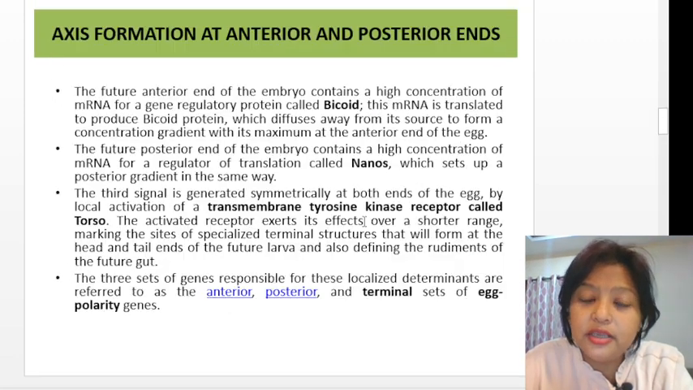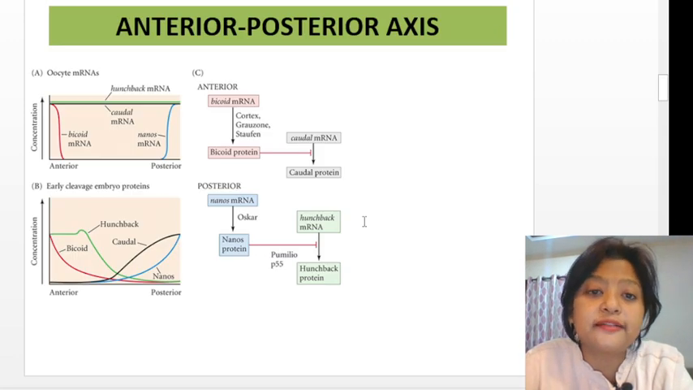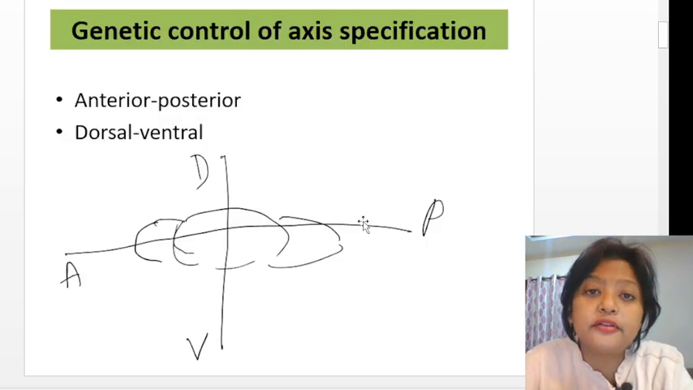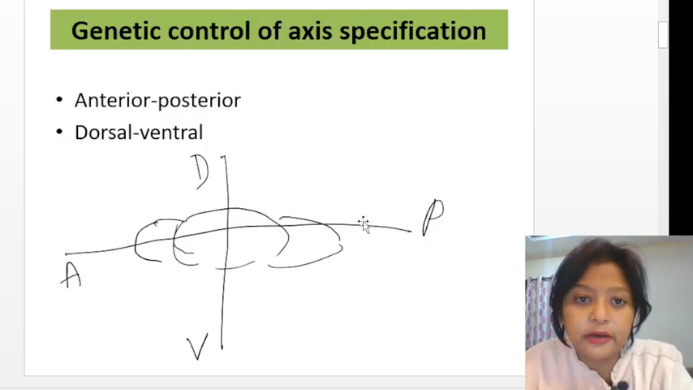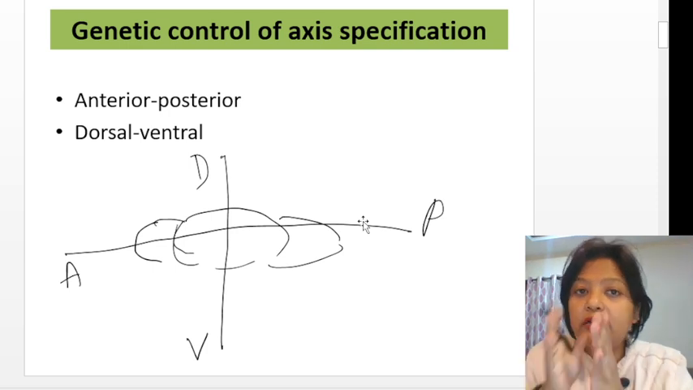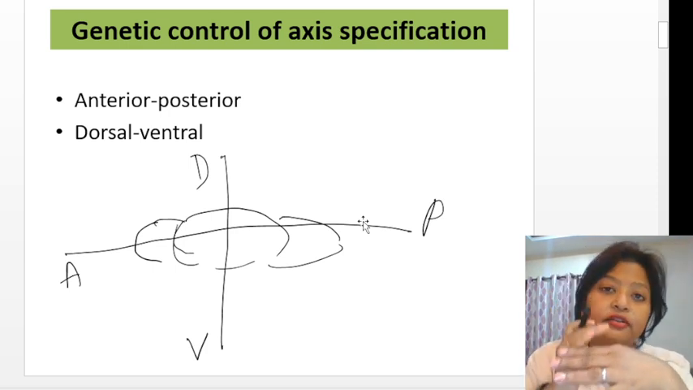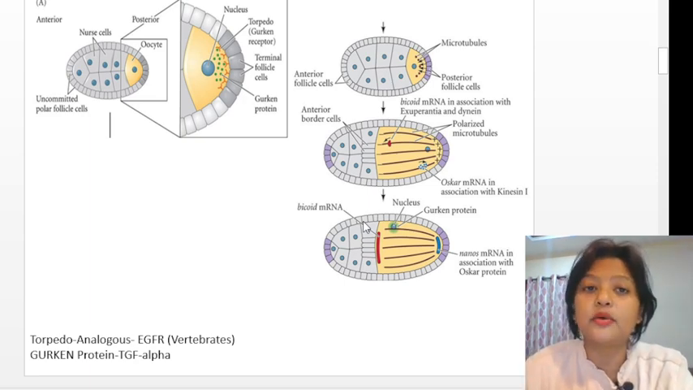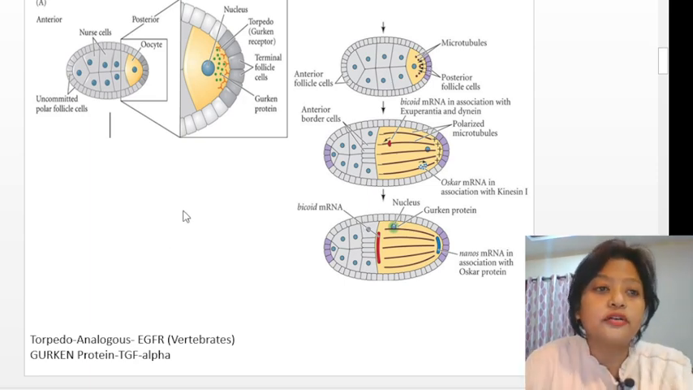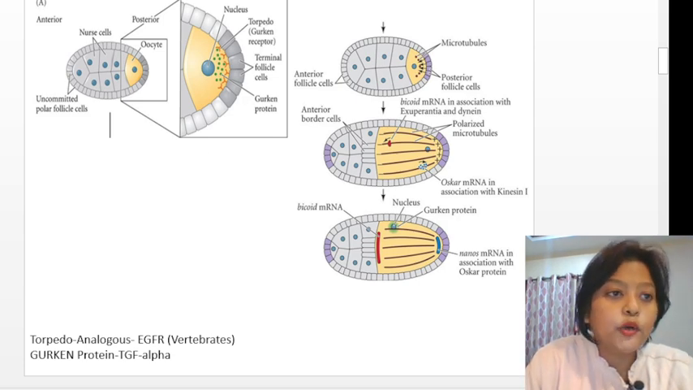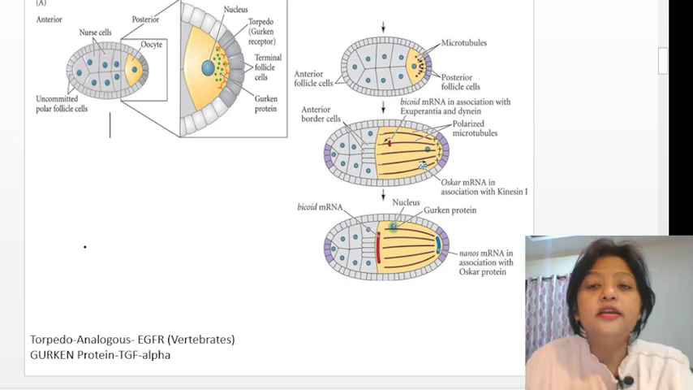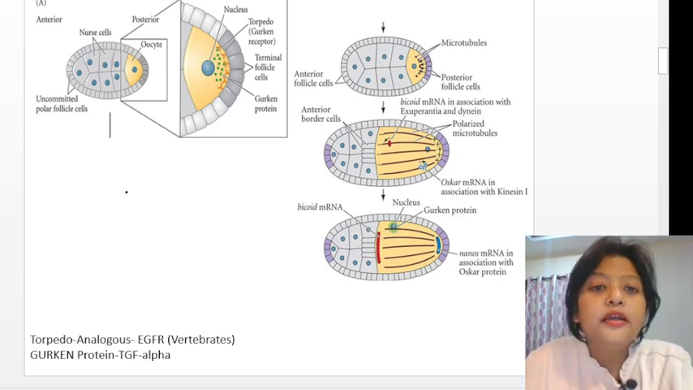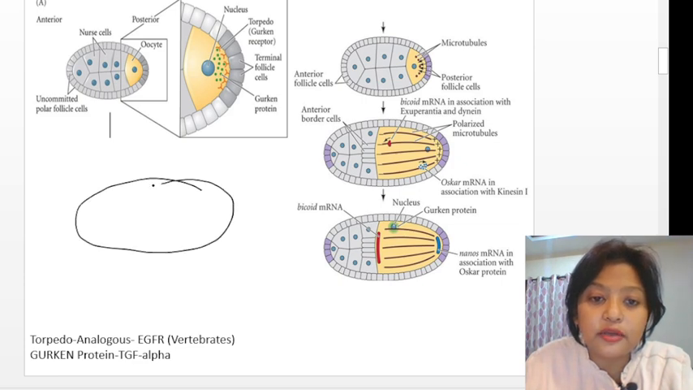Coming back to the anterior posterior axis part and the dorsal ventral axis patterning part, we have understood that there are the axes dorsal ventral and anterior posterior. Now first we'll talk about the anterior posterior axis. I hope you will understand, go through it slowly. Let's start. Suppose this is the embryo out here.